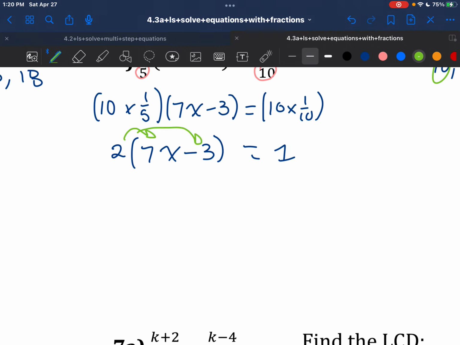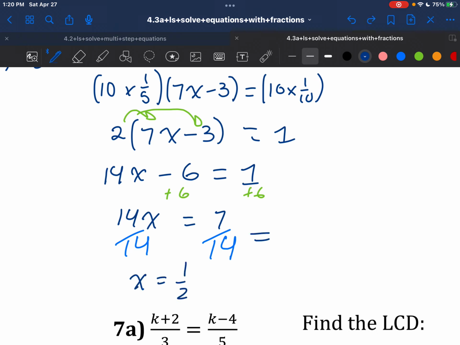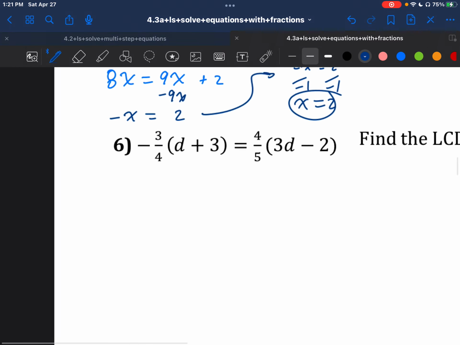Now let's use distributive. So 14x minus 6 equals 1. Let's plus a 6 and plus a 6. So we're going to have 14x equals 7. Divide by 14. And that's a half. So x equals 1 over 2, because this is technically 7 over 14 equals 1 over 2. And there you go. Now this one has a d instead of an x, but we can still do this one.